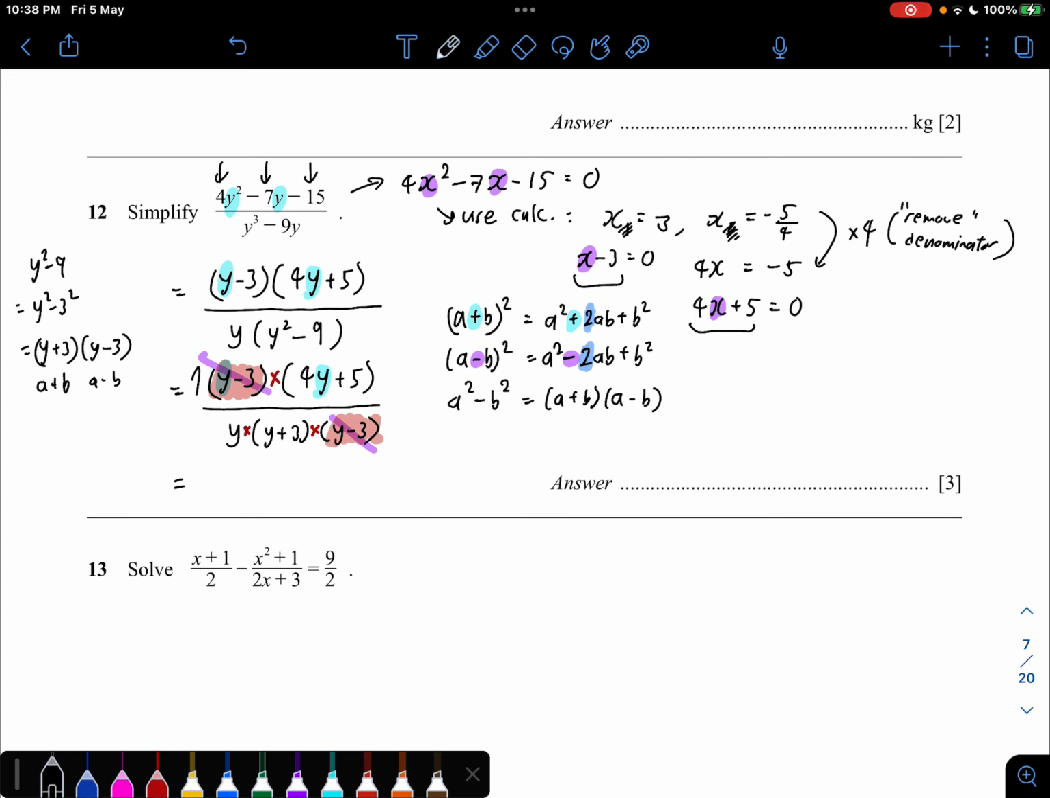You don't need to write the 1. Just know that it's there. 1 multiplied by 4y plus 5. Of course, you don't need to write the 1 anymore. It's just left with 4y plus 5 over y times y plus 3. Answer.